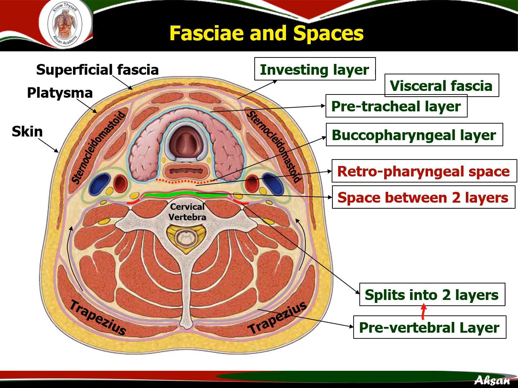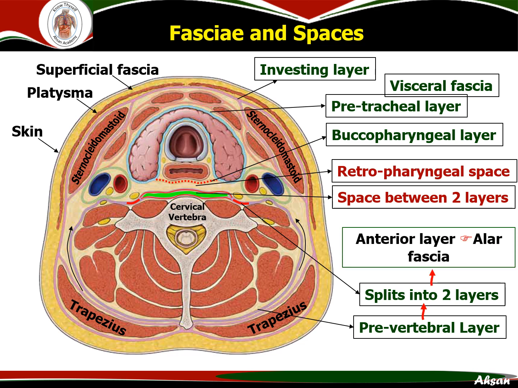Behind this buccopharyngeal fascia layer, a space is there. This is known as the retropharyngeal space. The split anterior layer of the prevertebral fascia is also known as the alar layer, and the space behind the alar layer is known as the alar space or danger space.